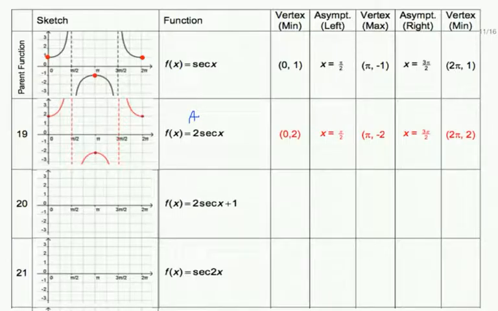Now I will say that some of these are getting a little bit harder. So for 20, they've combined the two different transformations, but we've already done this one. Now we just need to increase it by 1 or shift it up. So instead of starting back here and doing both transformations, the multiplying by 2 and moving it up, let's just start with these and move it up 1. So the 0, 2 becomes 0, 3. Your asymptotes don't change at all.